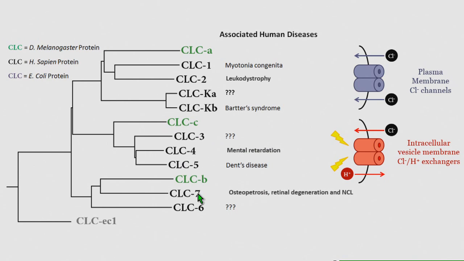And I'm going to focus on these 2 bottom clades here, clique B and clique C, and they both encode proteins that are thought to be antiporters, so they transport chloride in one direction and protons in the other direction. And mutations in some of these transporters result in human disease. So CLC-5 mutations cause Dent disease, which is a renal disease with low molecular weight proteinuria, and CLC-7 mutants cause osteopetrosis, which is the opposite of osteoporosis.